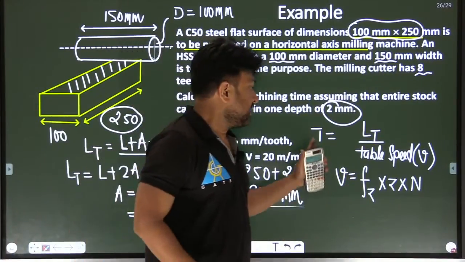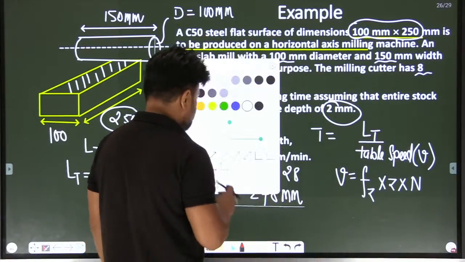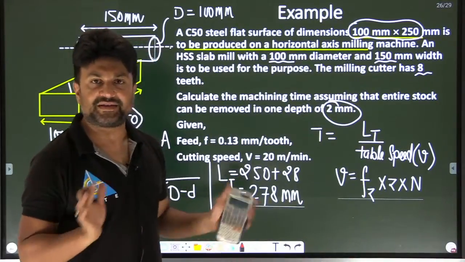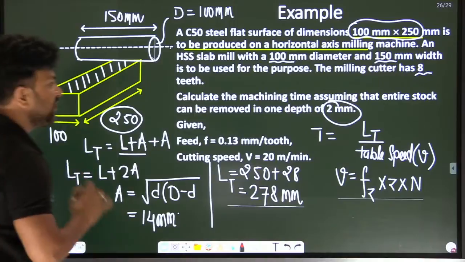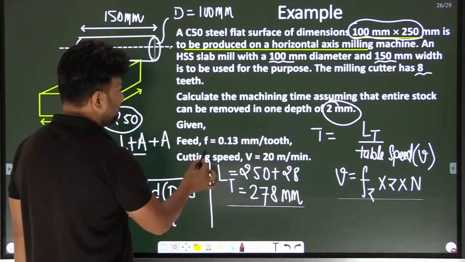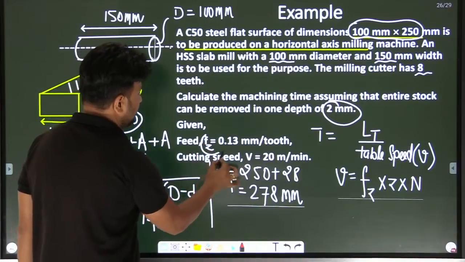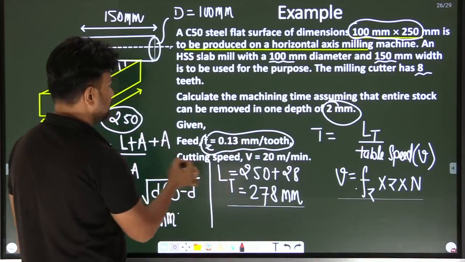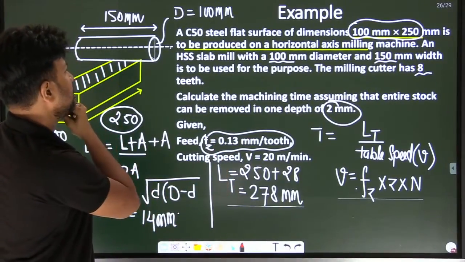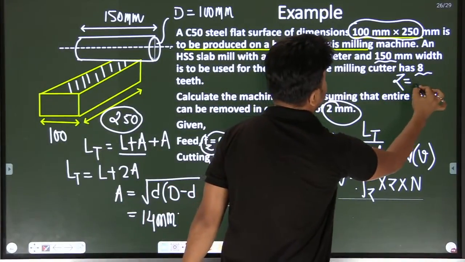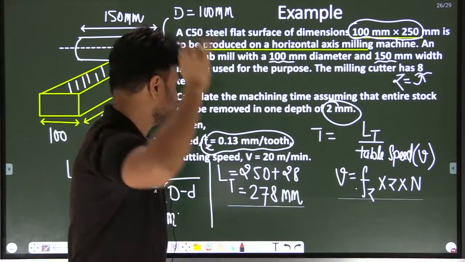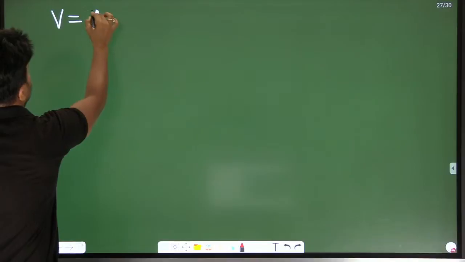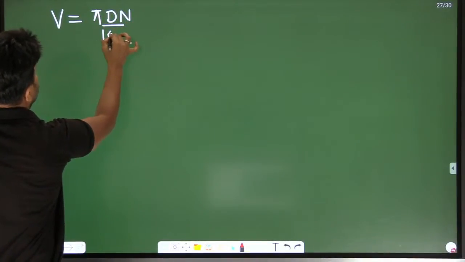I'm explaining step by step. This is the table speed. Now, do you know the V? Here feed per tooth is given. This is Fz, my dear, 0.13 mm per tooth. The number of teeth Z is given, but RPM is not given. So how can you find the RPM? You know cutting velocity V equals pi D N divided by 1000.